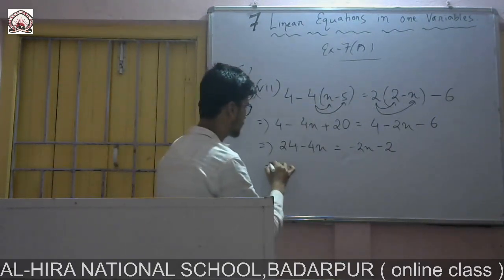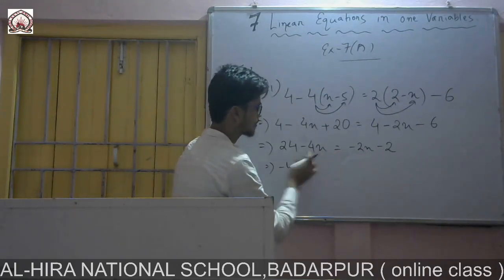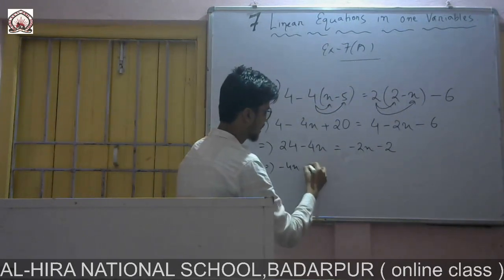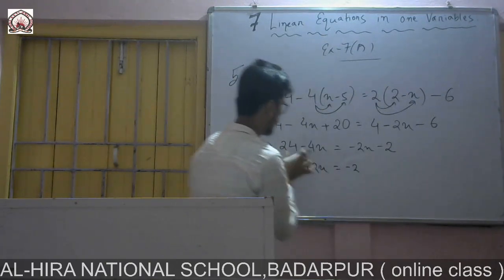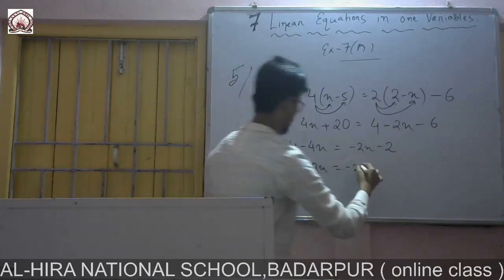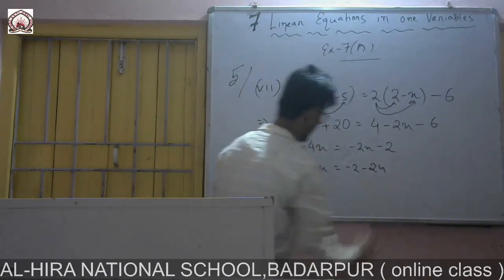Then again, now I will change the side. So minus 4x, this side it will remain. Variable part I will change this one. It is minus 2x. If I change the side, it will be plus 2x. That side you see minus 2 left. This one I will change, transport from this side to that side. So it is plus 24. If I change the side, it will be minus 24.